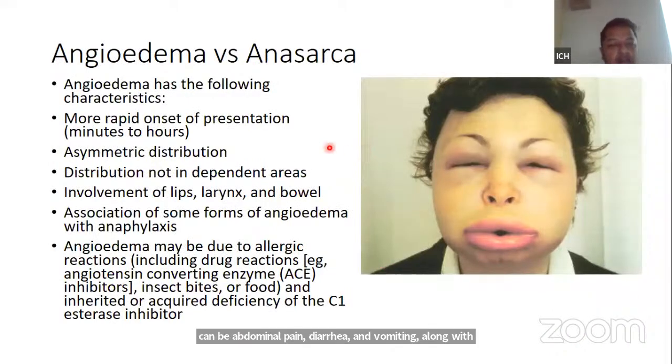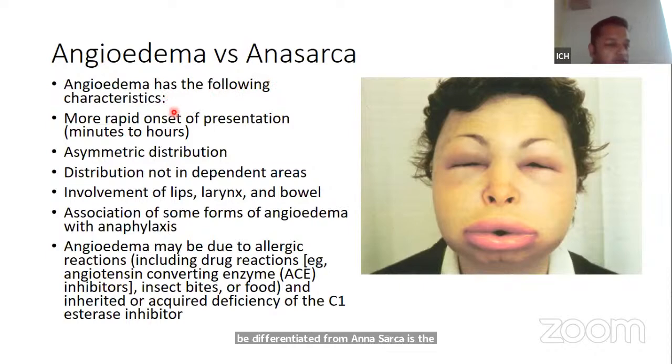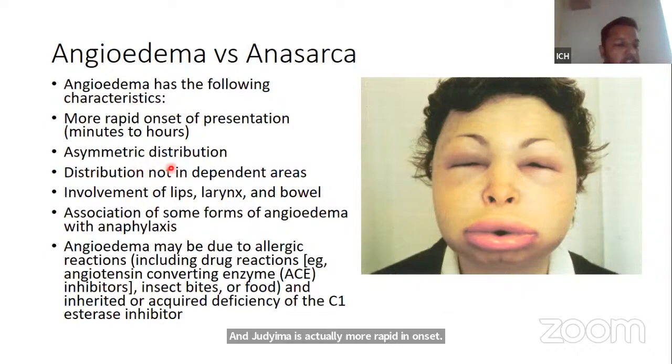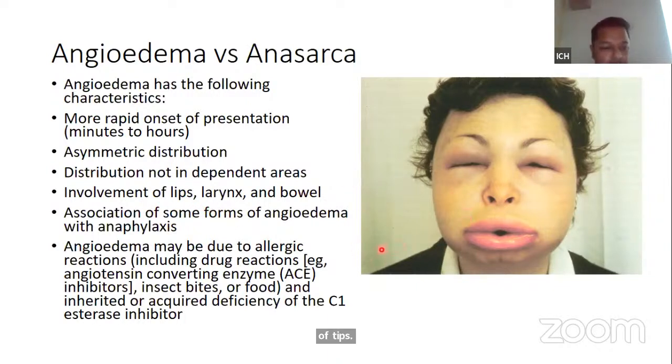Now, angioedema can be differentiated from generalized edema, in that angioedema is actually non-pitting type, and that can be differentiated from edema of pitting type, that is anasarca. Anasarca has the following differences from angioedema. Angioedema is more rapid in onset. It is asymmetric in distribution, and distribution is not always in dependent areas. There is prominent involvement of lips, larynx, and bowel, and there can be an association with anaphylaxis.